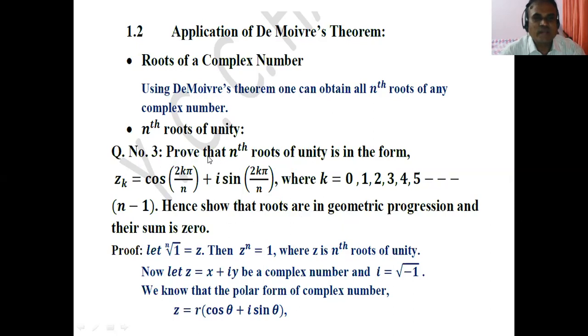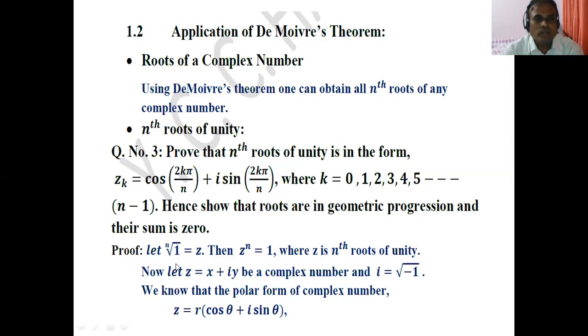So the question is: prove that the nth root of unity is in the form zk equal to cos of 2kπ upon n plus i sin of 2kπ upon n, where k equals 0, 1, 2, 3, up to n minus 1. And hence show that the roots are in geometric progression and their sum is 0. Now, the proof.